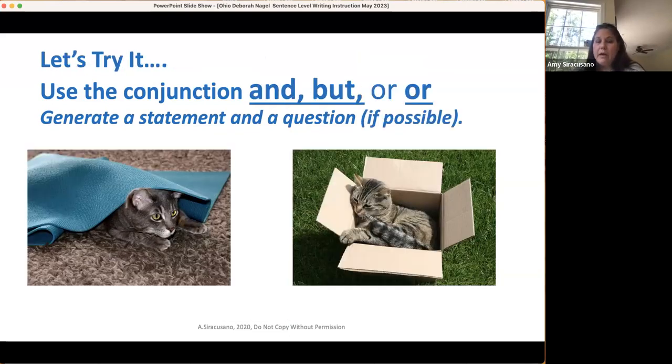Images like this. So where is the cat? The cat is under the rug. Is the cat in the box or under the box? The cat is in the box.